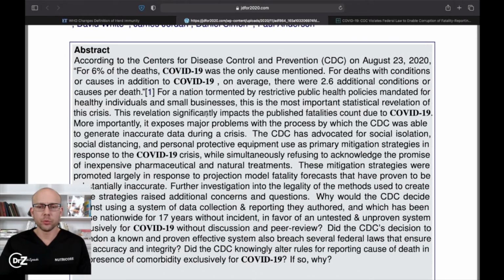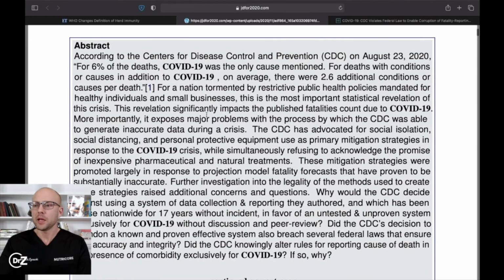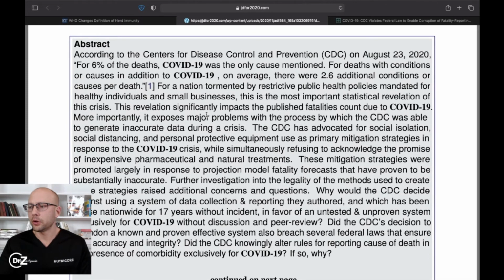So if we get to the nuts and bolts of this, basically what this research article is saying is that the newly adopted fatality reporting guidelines on March 24th, 2020 enabled COVID-19 to be listed as a primary cause of death on death certificates, regardless of the pre-existing comorbidities. Remember that. This is not how fatality reporting has been conducted for the past 17 years. So basically what that says, if we were to break it down, is that COVID-19 is being listed as the main cause of death, even when it's not the main cause of death.